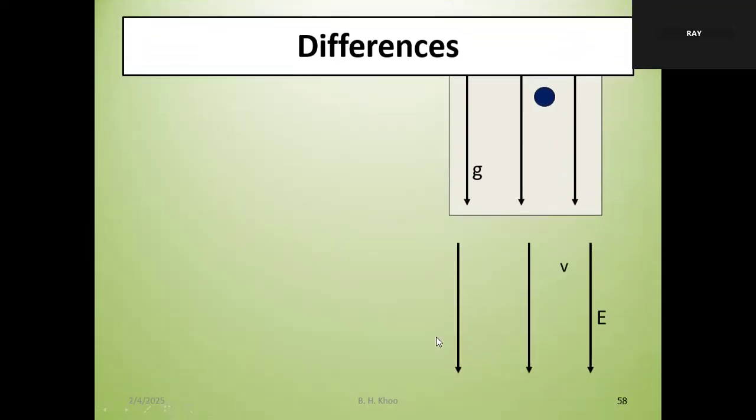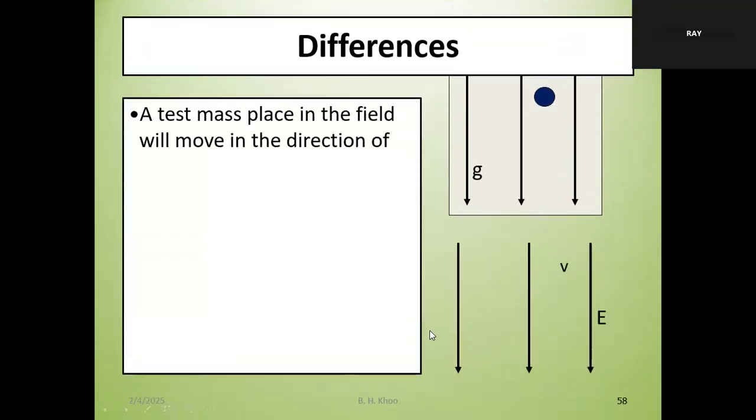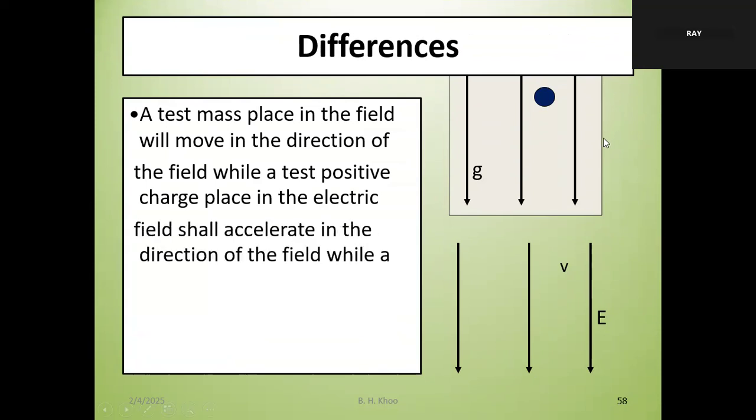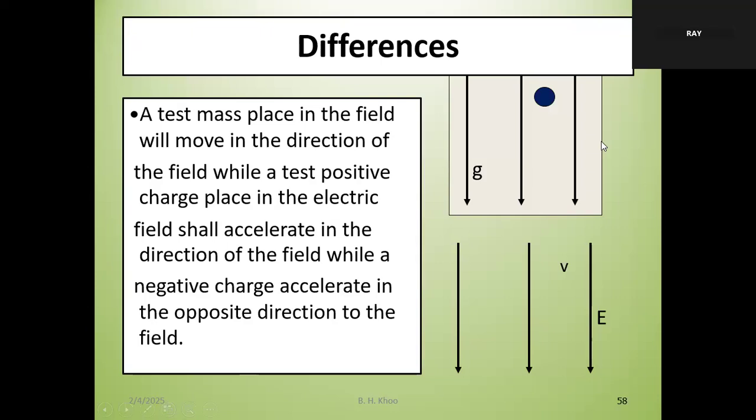Differences. A test mass placed in the field will move in the direction of the gravitational field. When it comes to electric field, you got positive charge and negative charge. So we use a positive test charge as our guide. The positive charge will move in the direction of the field. We will study this later on. So the positive charge will accelerate in the direction of the field. Negative charge accelerates in the opposite direction to the field. Okay, that's a pictorial form.